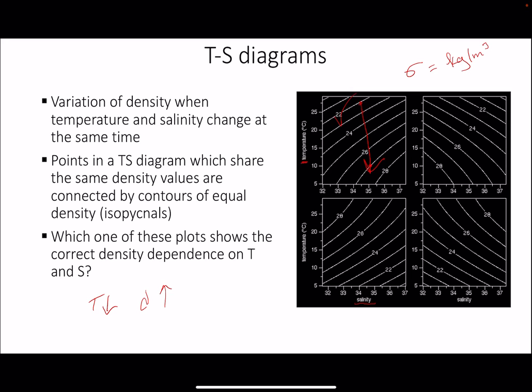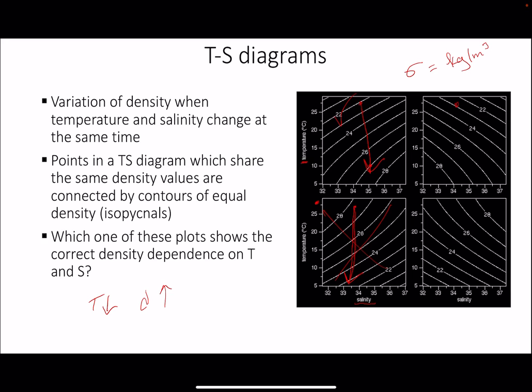If we look at this second plot here, and we go for a given temperature and we look all the way down, so here, as you get colder, density is actually getting lower, 28, 26, 24, 22. So this plot can't be right, okay? Because density isn't doing what it's supposed to do with temperature.